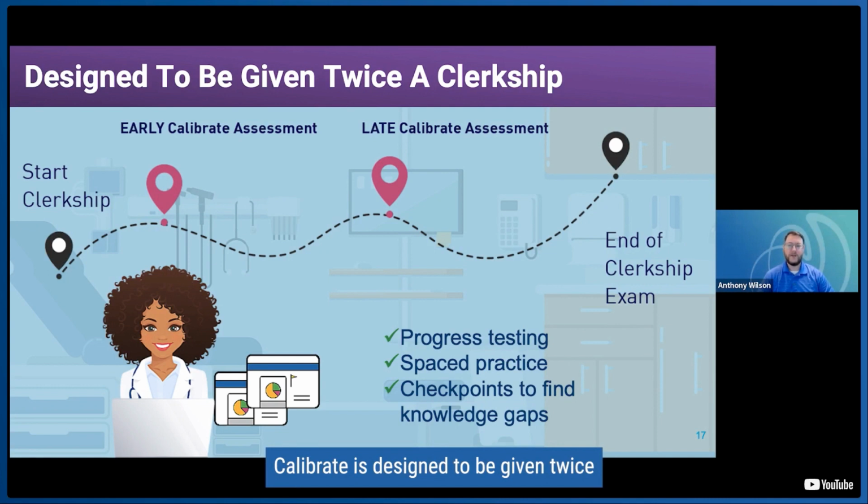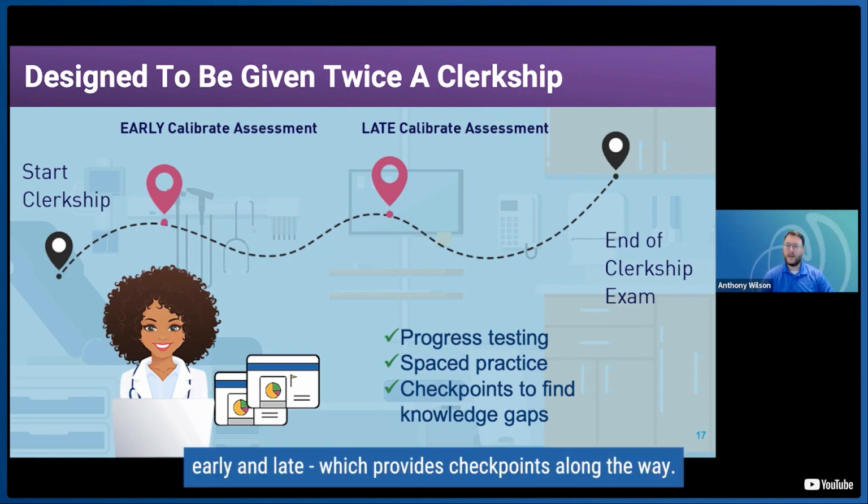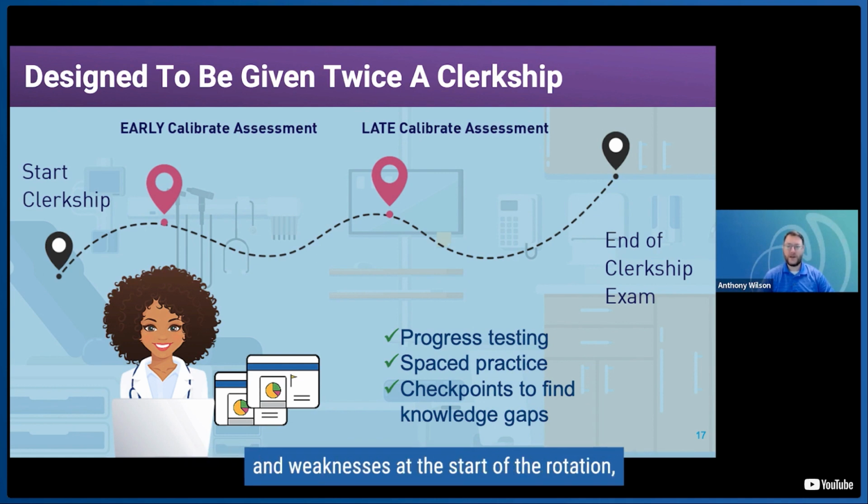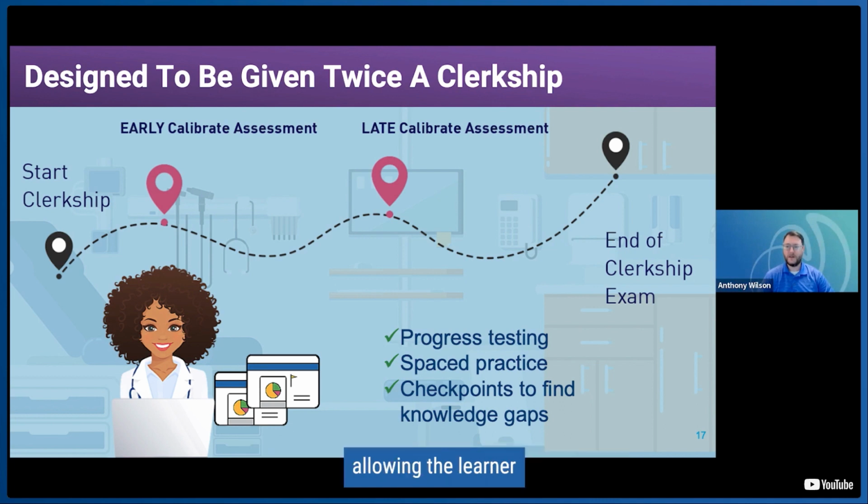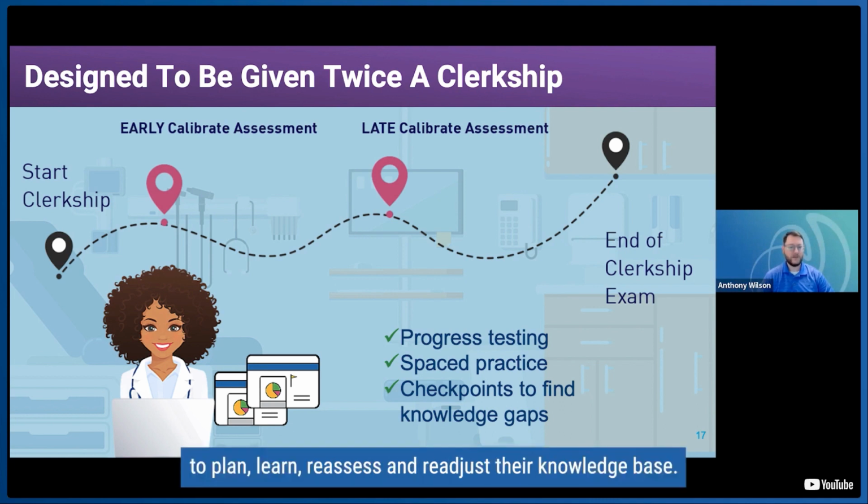Calibrate is designed to be given twice during the clerkship, early and late, which provides checkpoints along the way. Early assessment will identify areas of strength and weaknesses at the start of the rotation, allowing the learner to plan, learn, reassess, and readjust their knowledge base.